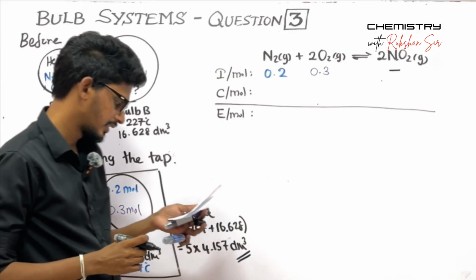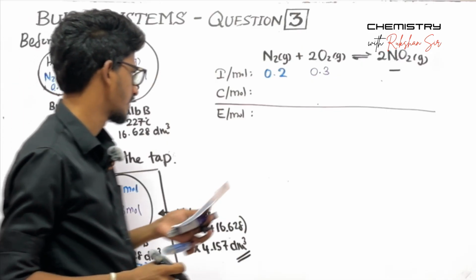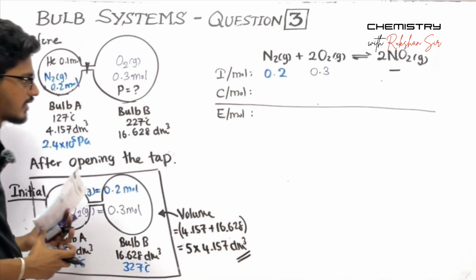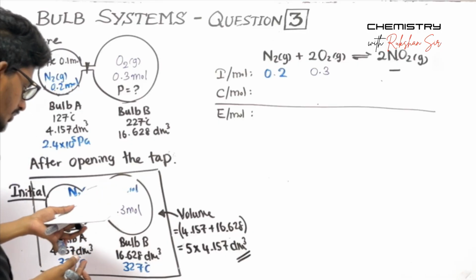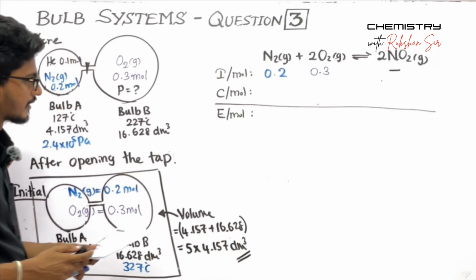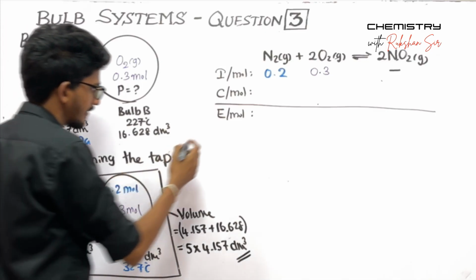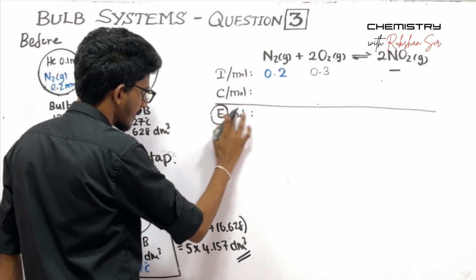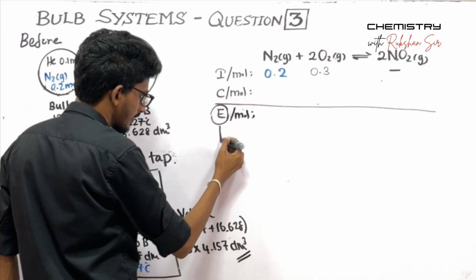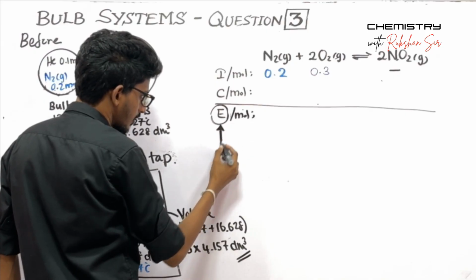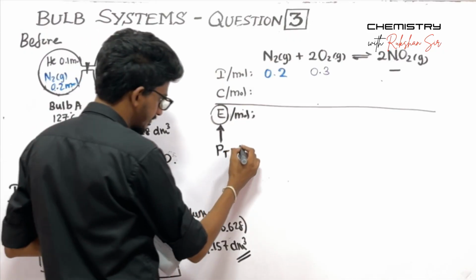What else are they providing? After reaction, the total pressure of the system has reached 1.2 into 10 to the power 5 pascals. So at the end, some pressure value is given. With the use of the pressure value at this end situation, they are providing us the total pressure of the end system as 1.2 into 10 to the power 5.